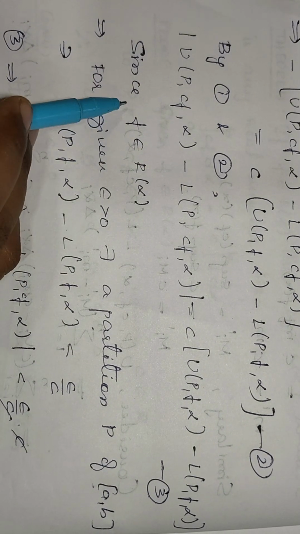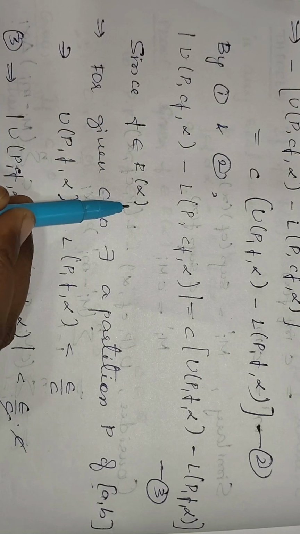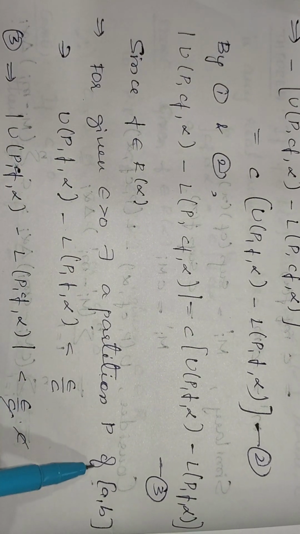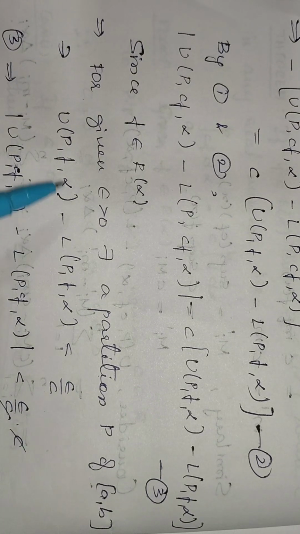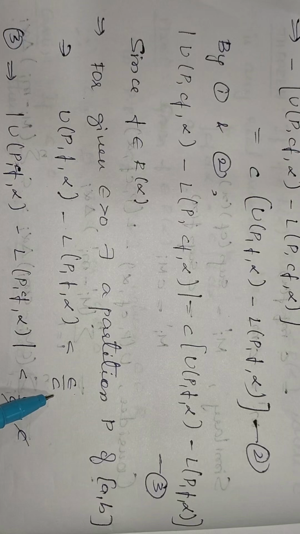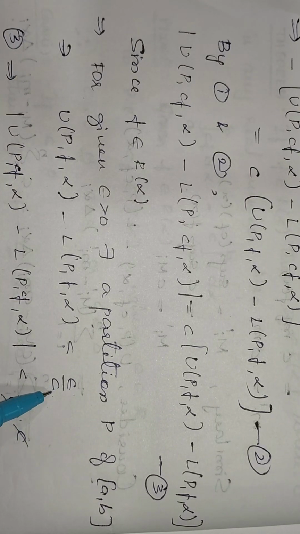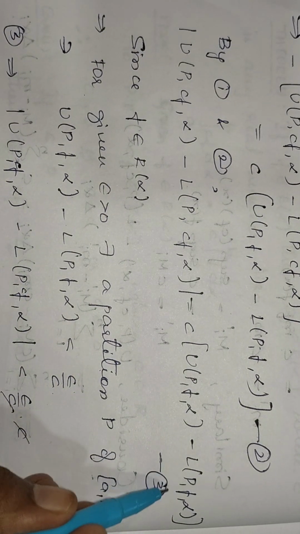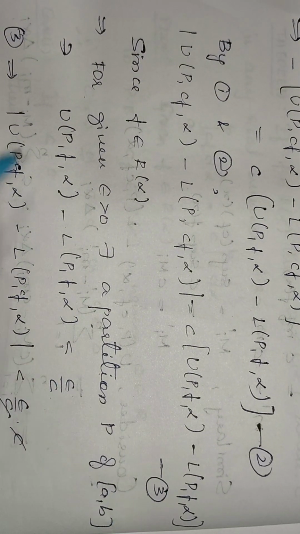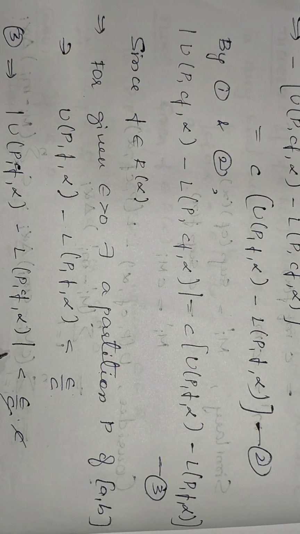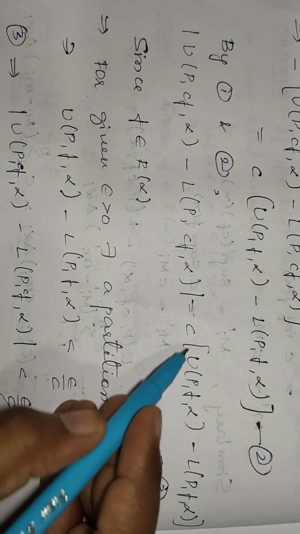Okay, and since f belongs to the order of alpha, for any positive epsilon, there exists a partition P of the closed interval [a, b] such that the difference between the upper sum and lower sum is epsilon by c. See why this epsilon by c is, we have the c here. Okay, see here, this equation I have named as 3. So 3 now implies mod of this is less than epsilon by c into c.